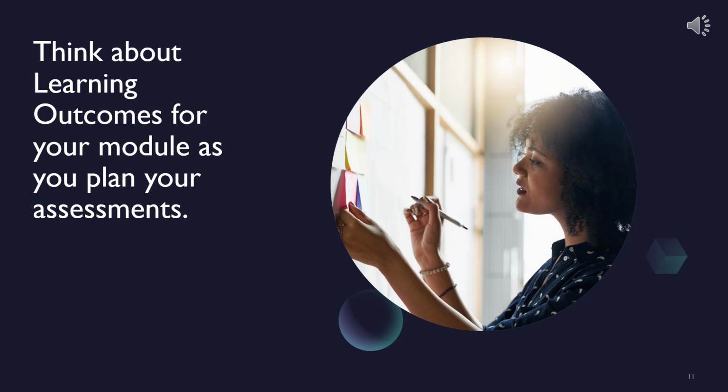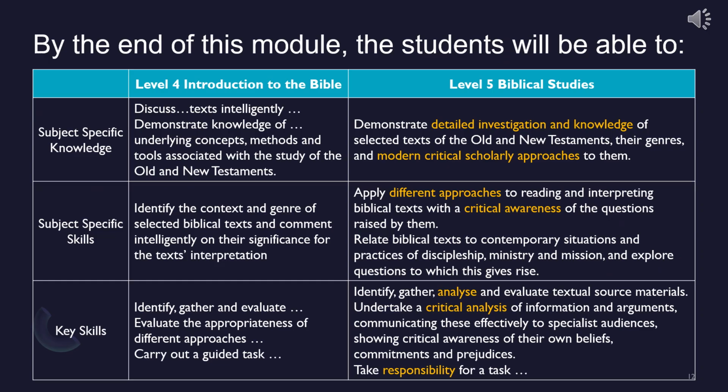Now I'd just like to say something briefly about thinking of learning outcomes for specific modules and the way that might influence the way you prepare your assessments. I've chosen for this exercise 2 modules that nearly everybody ends up doing if they study with SWMTC at level 5. The first of these is a level 4 Bible module, Introduction to the Bible, and the second is the level 5 module, Biblical Studies, which forms part of Year 2 studies for those training for ordination.